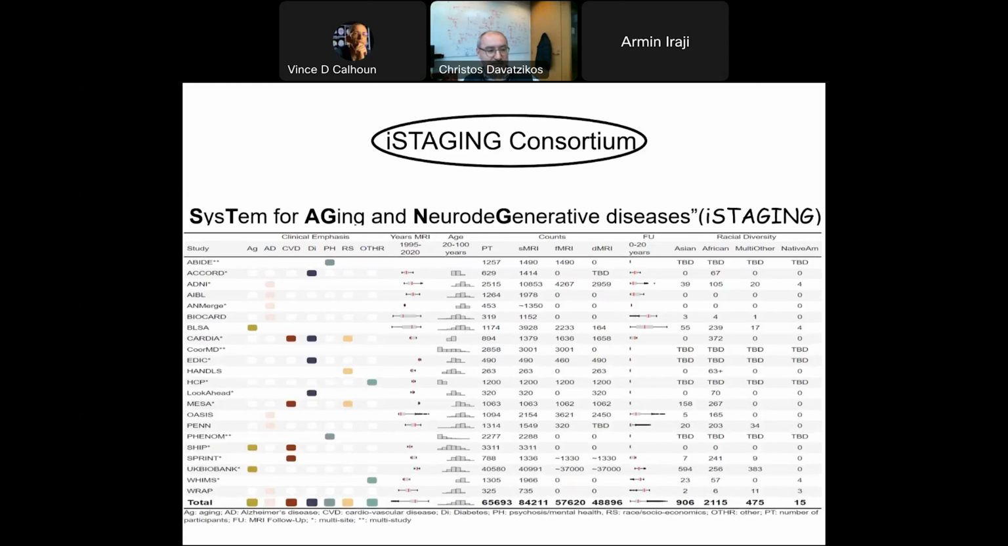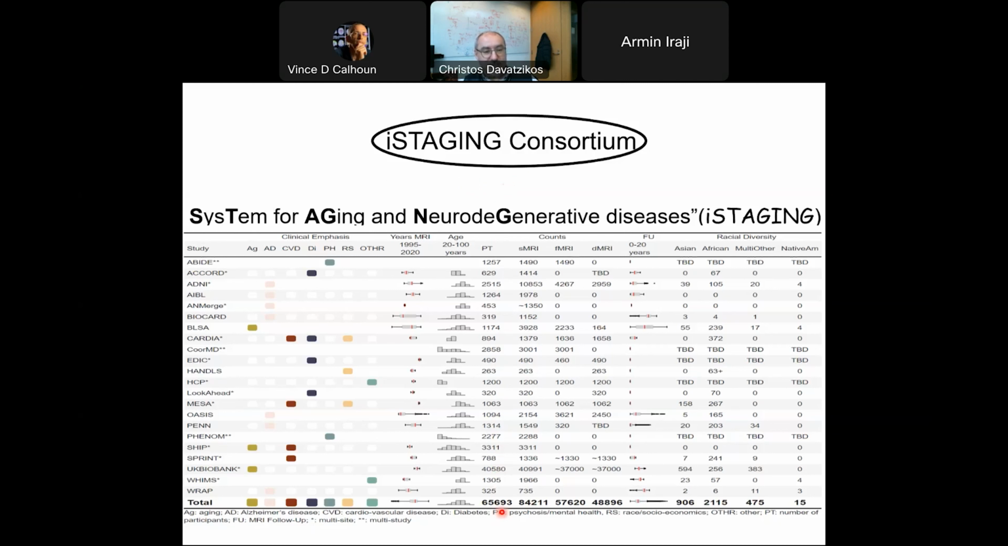So to put data together, we've formed a number of consortia. We've been very fortunate because people are willing to collaborate and share data, either in pairwise agreements or, commonly, openly. A lot of these data sets are now available. The iStaging Consortium was the first consortium we put together. It still goes on to try to understand brain aging and put together data from a variety of studies. I think it's now over 26 studies or so, and over 85,000 brain MRI scans from different populations.